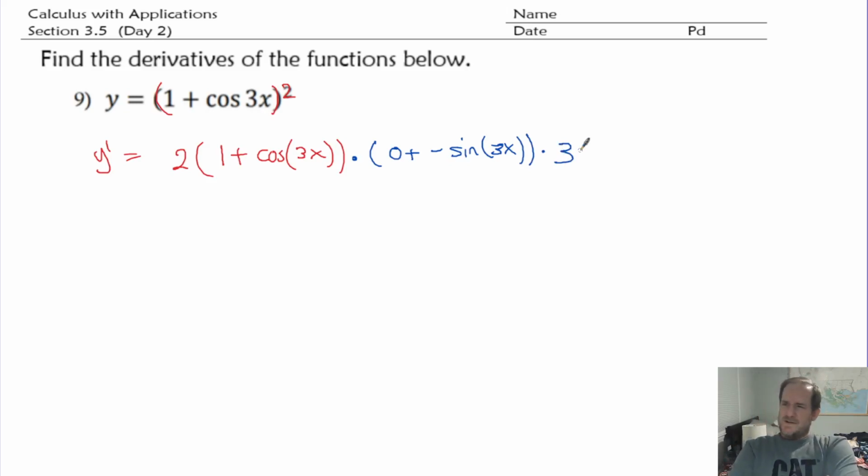Then I think we're done. I think we're done differentiating now. So nothing left to do but clean this up. So what would this look like cleaned up? Surely the 3 and the 2 multiply to make 6.